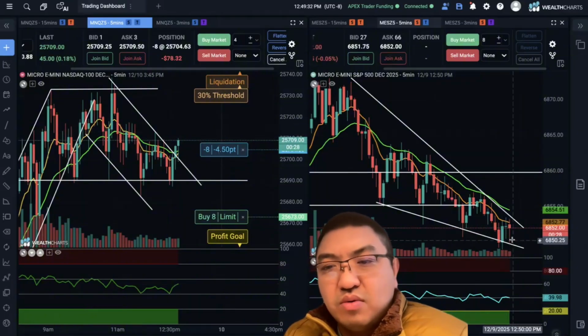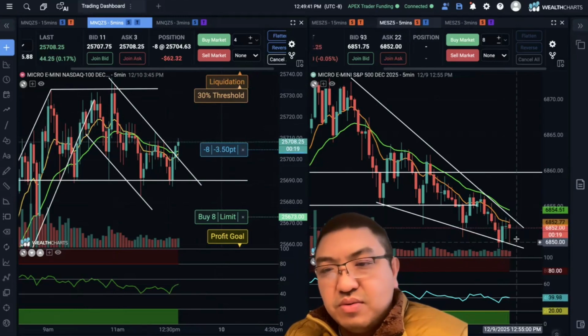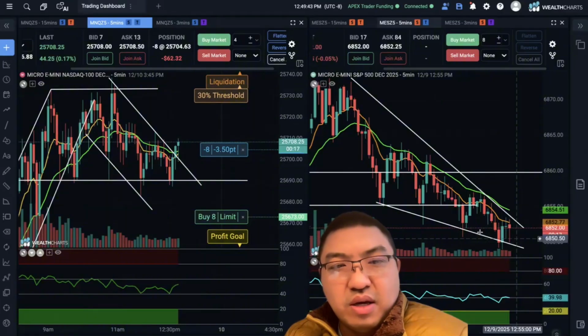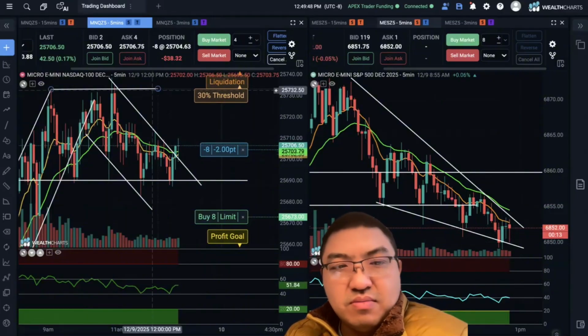ES is showing downward intention. NQ is upward intention, green candle, but none of them break out. So not concluded yet. If somebody breaks out, and it's not aligned with my direction, then probably I need to quit.